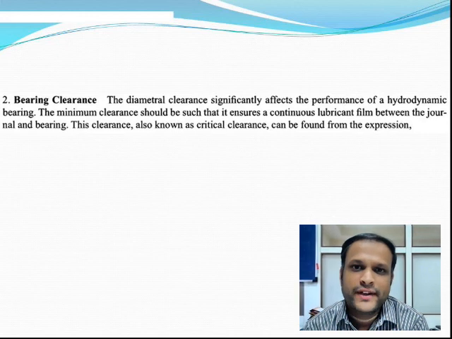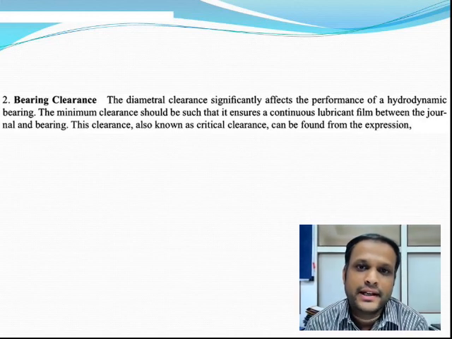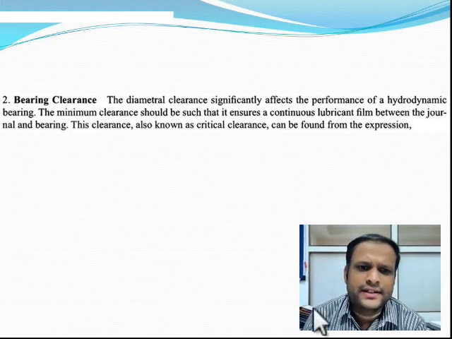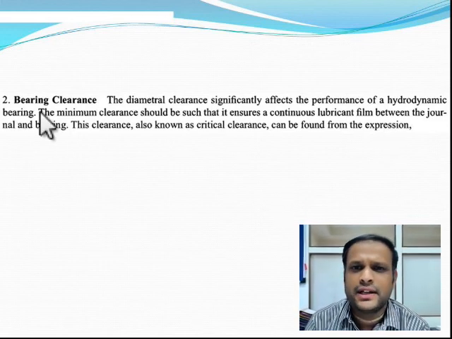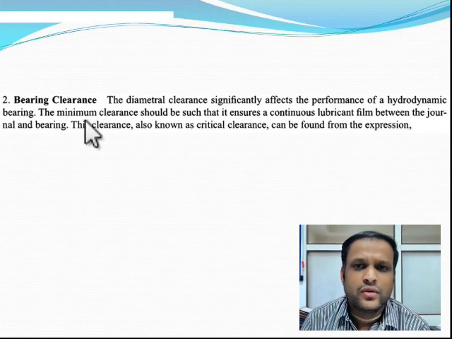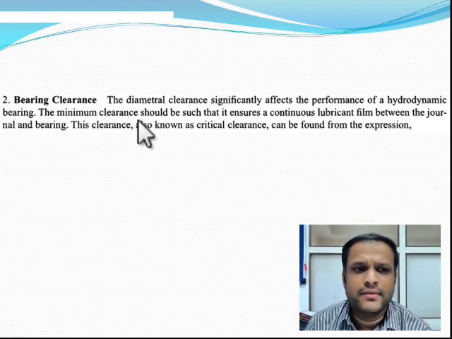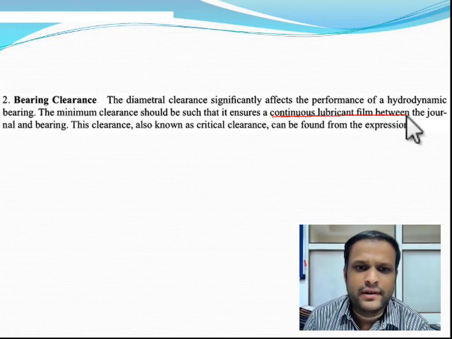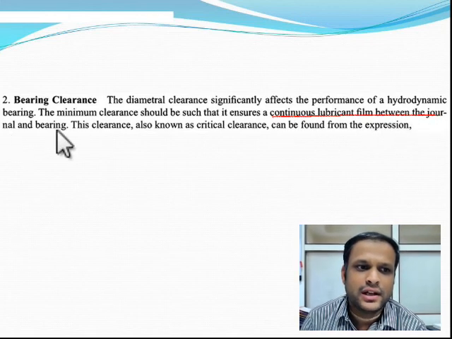The next important parameter which affects the bearing performance is the bearing clearance. The diametral clearance affects the performance of the hydrodynamic bearing in a very significant way. So what is the main criterion? The minimum clearance should be such that a continuous lubricating film should be there between the journal and the bearing.